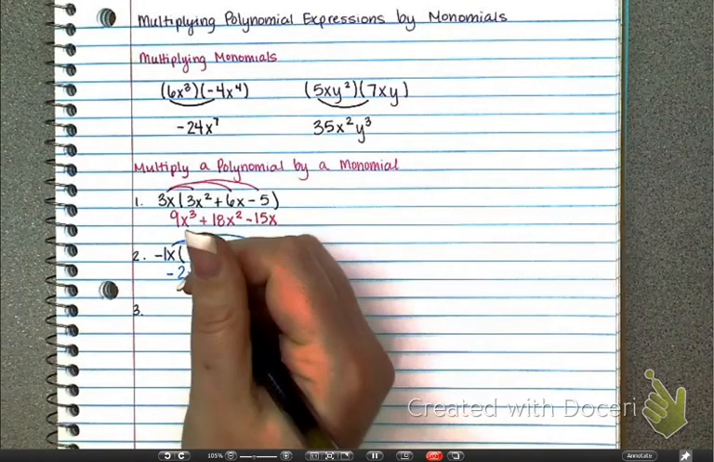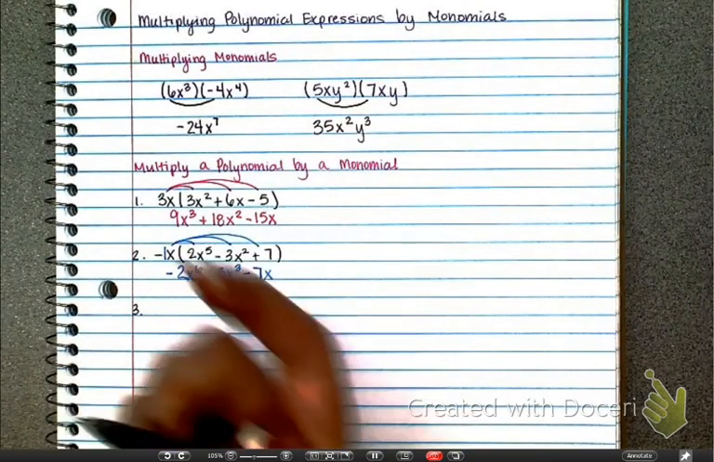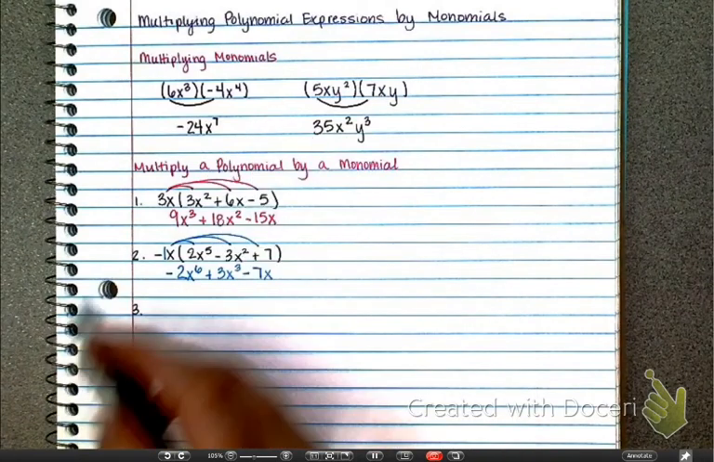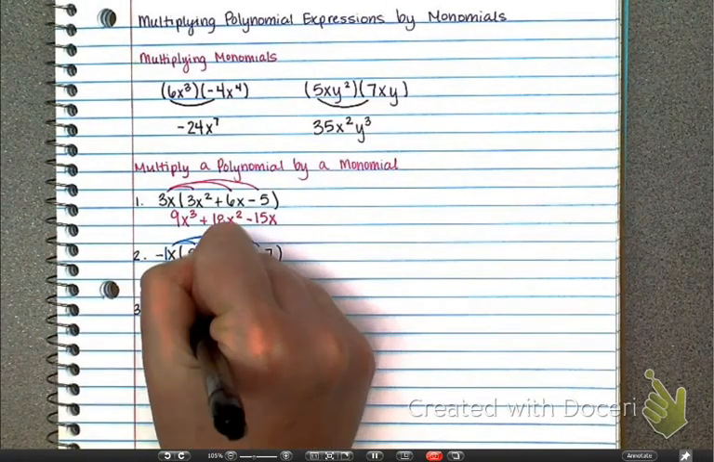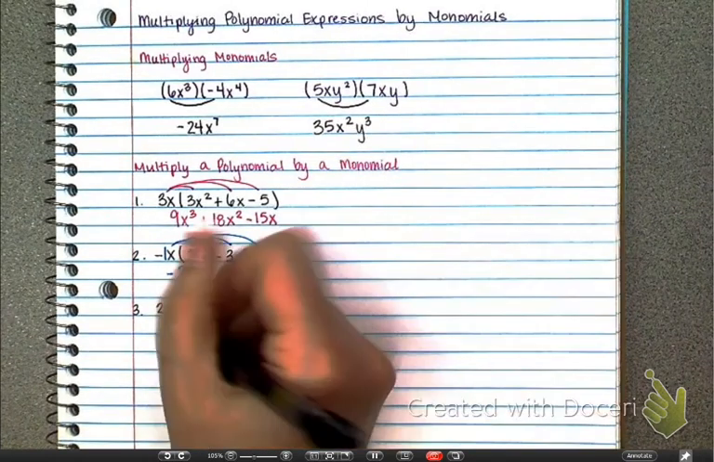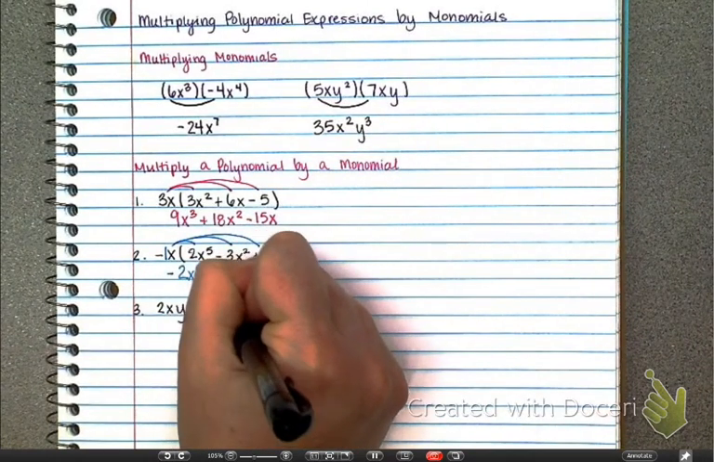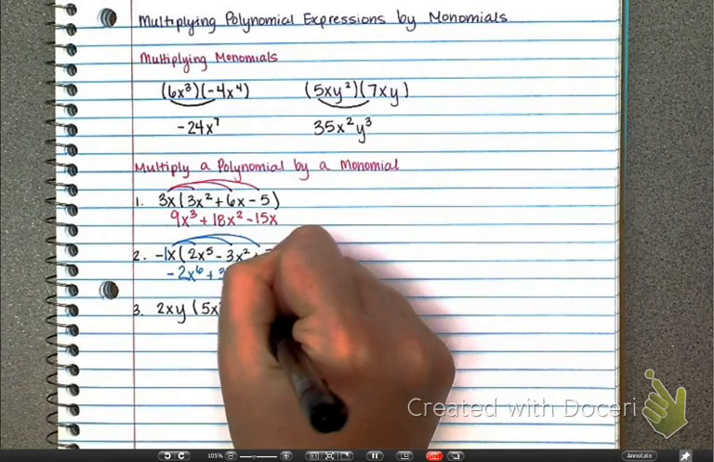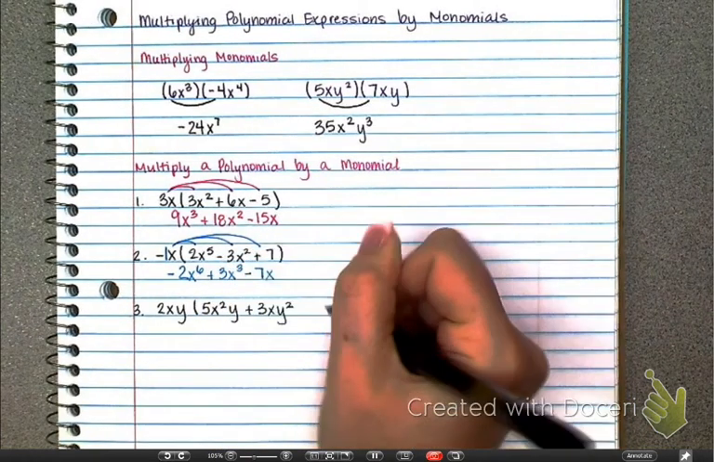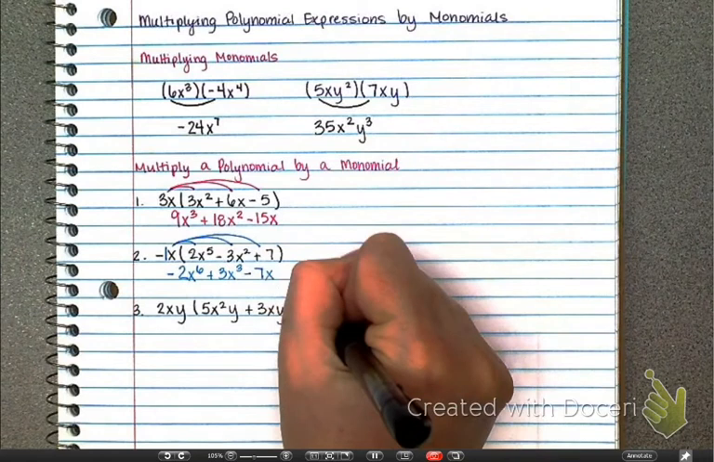So I said we probably won't see double variables very often, but just in case we do, we should know how to handle it. So let's try one. 2xy times 5x squared y plus 3xy squared plus 7xy.